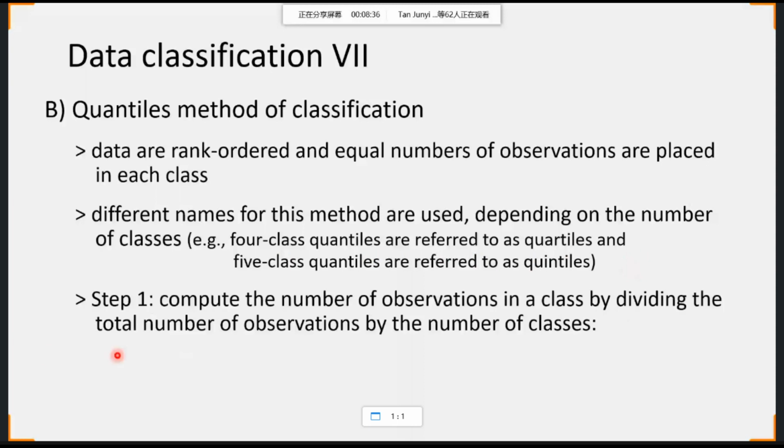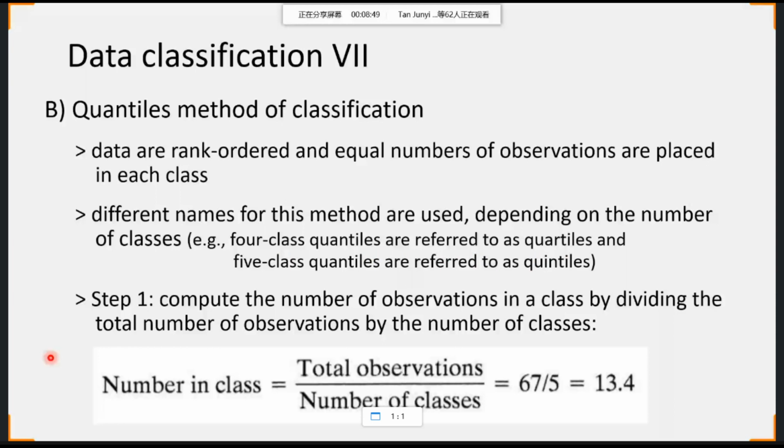The first step: compute the number of observations in a class by dividing the total number of observations by the number of classes. Then you know 13.4 is the number you have to deal with.